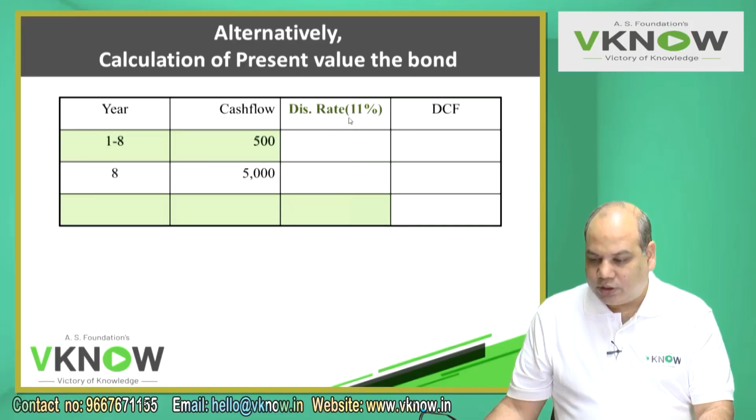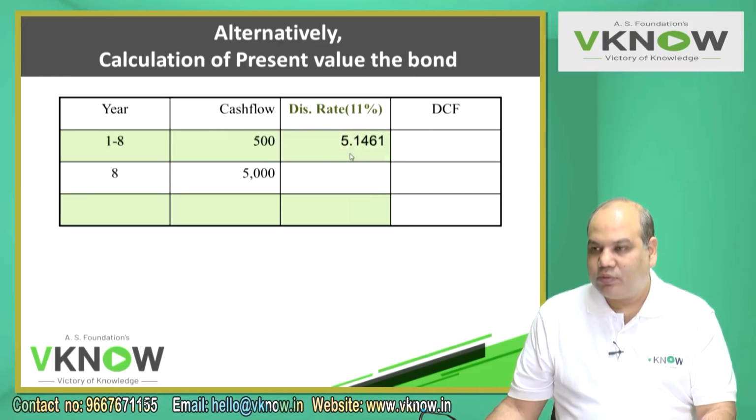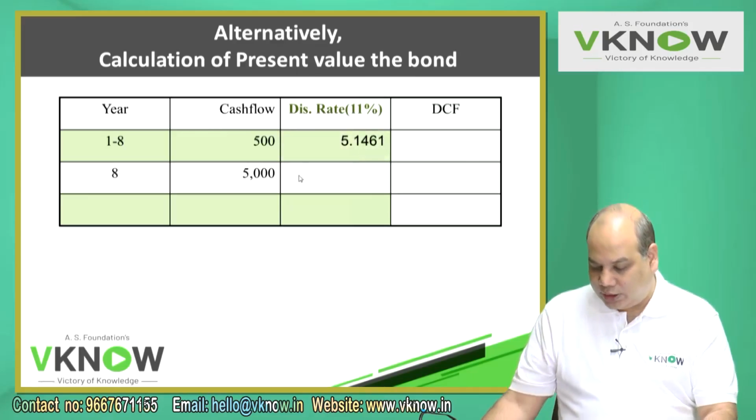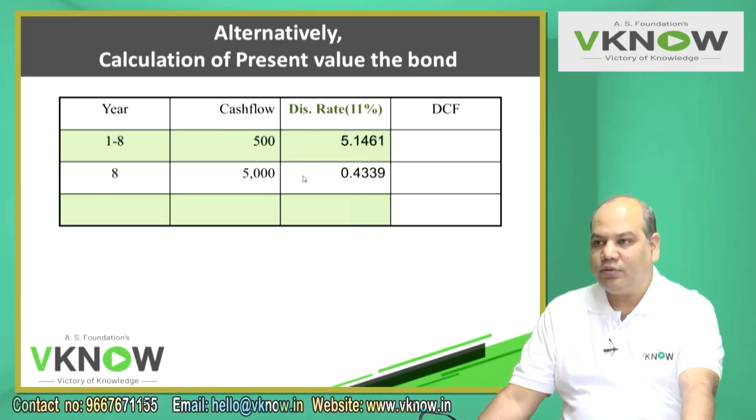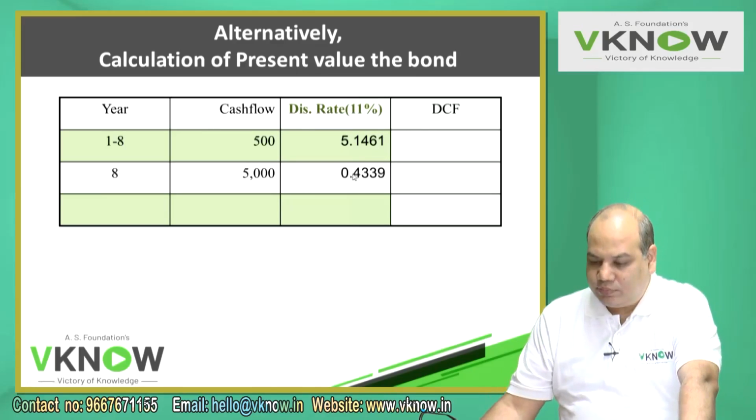Take on your calculator 1 divided by 1.11. Press equal to 8 times. Press GT. Check the answer. 5.1461, and for only the 8th year it is 0.4339. Now what do you do? Multiply and take the total. You can use the memory plus function for quick result.